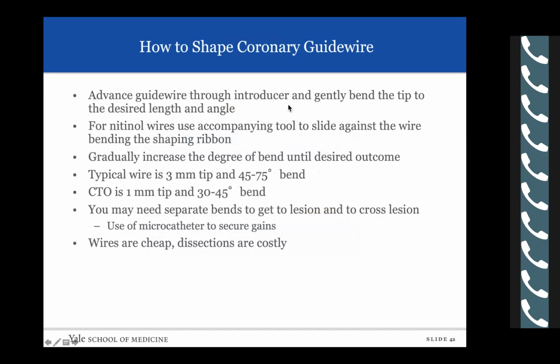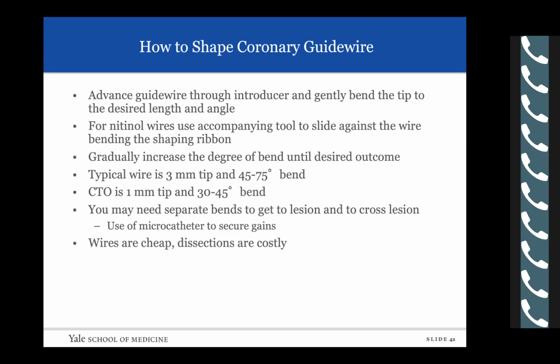So we talk a little bit about how to shape the guide wire. It's easiest to just place it through the introducer and gently bend the tip to your desired length and angle. For the nitinol wires, there's a company tool because the tip is very easily broken by shaping it hard against the introducer. So that's usually a bend. For smaller bends, use the smaller area of the shaping tool. For larger bends, the larger circumference area. And it's kind of gradually increased. The typical wire bend on the pre-shaped wires is about 3 millimeters with a 45 to 50 degree bend.